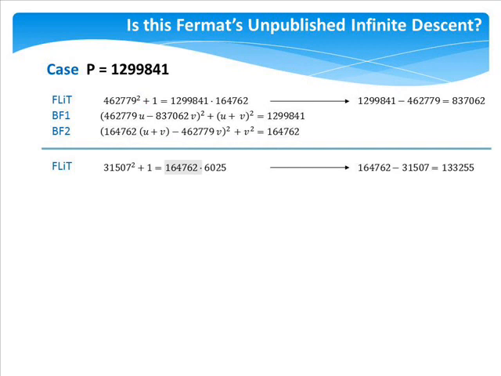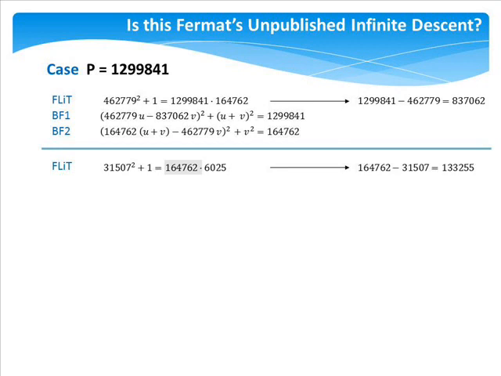Then we repeat the procedure, this time finding through Fermat's little theorem that 31,507 squared plus 1 equals 164,762 times 6,025. Keep in mind that here 164,762 is a composite number.